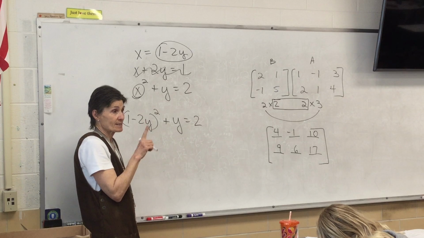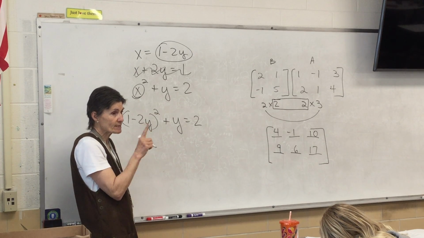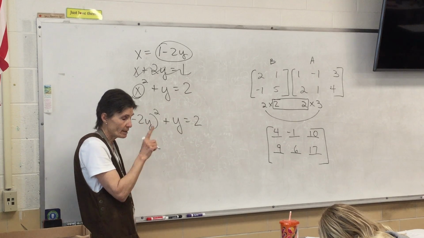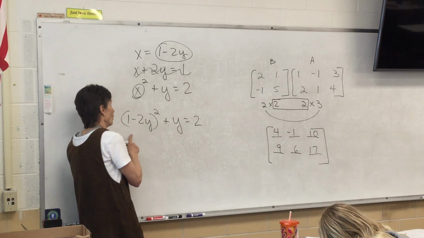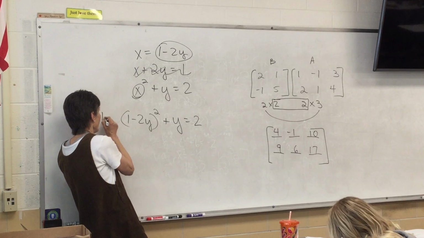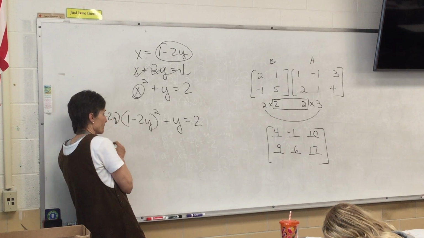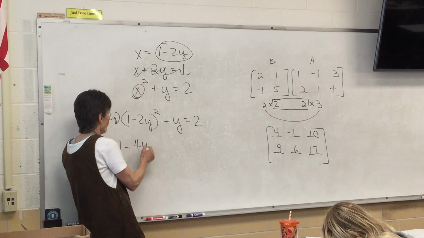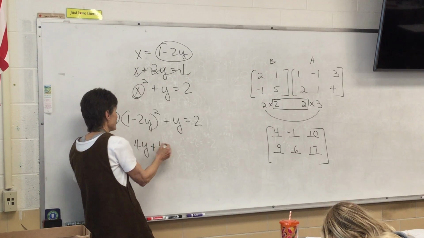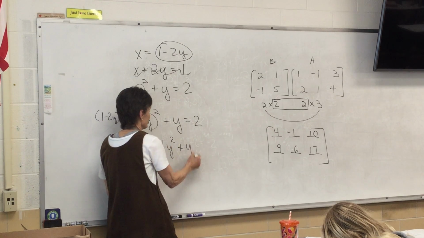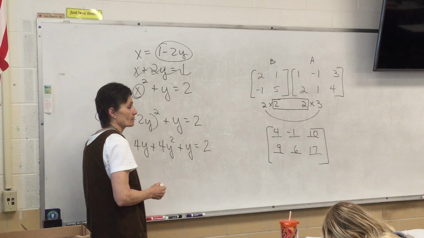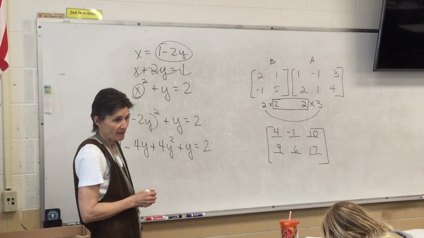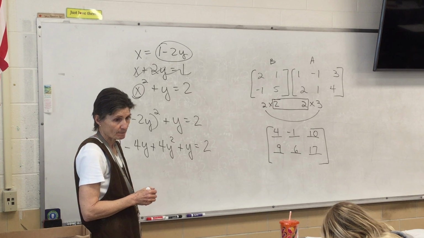All right, what's next then? Do not screw this up. What's next? Foil, foil, foil. So 1 minus 2y times 1 minus 2y. I'm foiling. So 1 minus 4y plus 4y squared. Don't let me pull a fast one. I collected like terms.